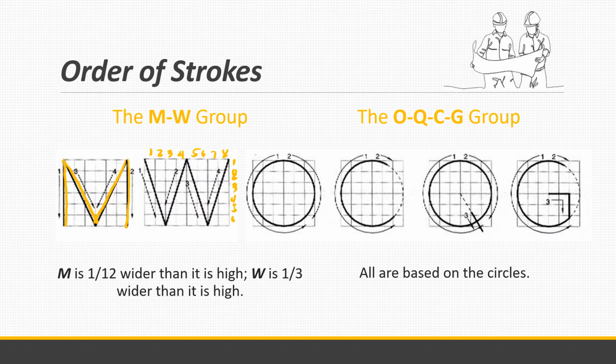The first stroke of the W takes 2 units width, like two narrow letter Vs. So that is the W. The O, Q, C, G are letters that are all based on a circle, so it is really round.